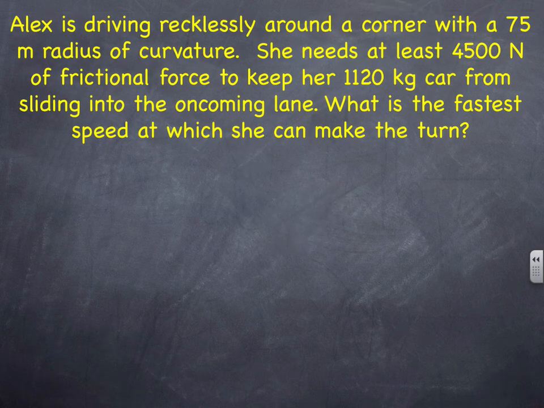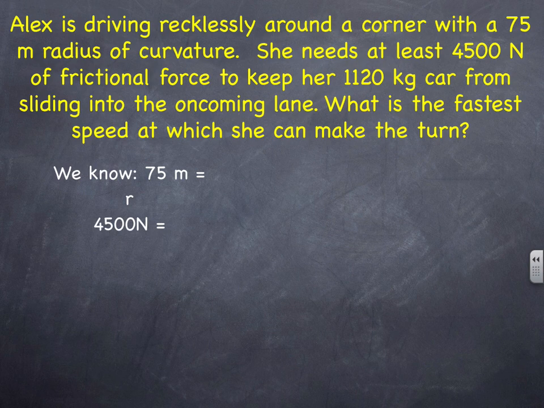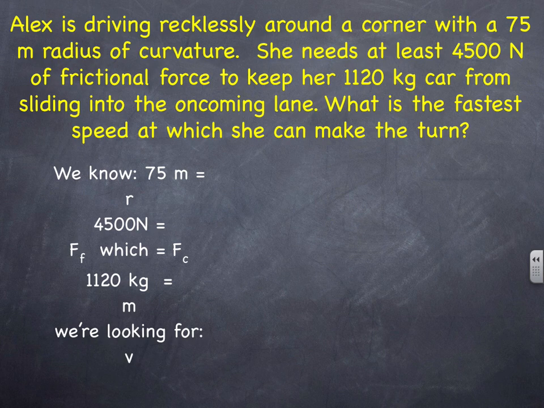But here, the fastest speed at which I can make the turn would be the point where the frictional force is equal to the centripetal force. So of course we know 75 meters is my radius of curvature, so that's R. We have 4,500 newtons. That is how much frictional force she needs. And again, that frictional force is going to equal the centripetal force at this fastest possible speed. So FF equals FC here. 1,120 kilograms is the mass of her car. And from that we can find weight and all that kind of stuff. But we're looking here for the speed, so the V.